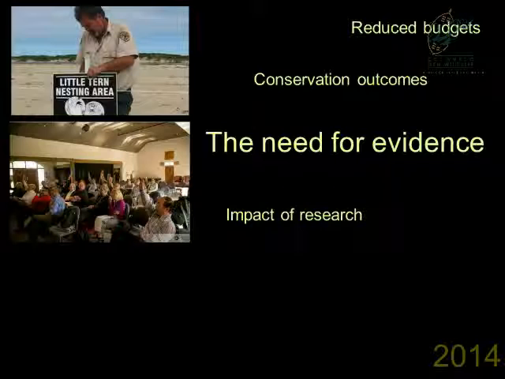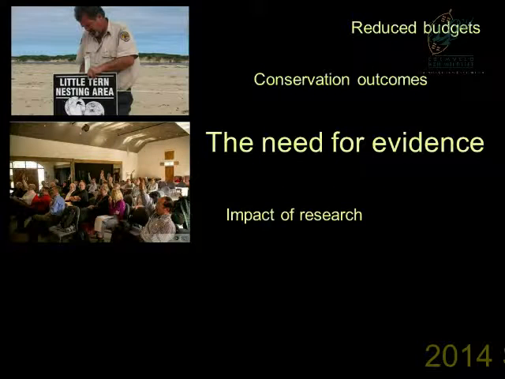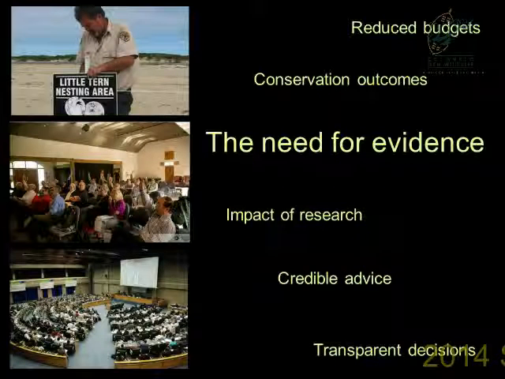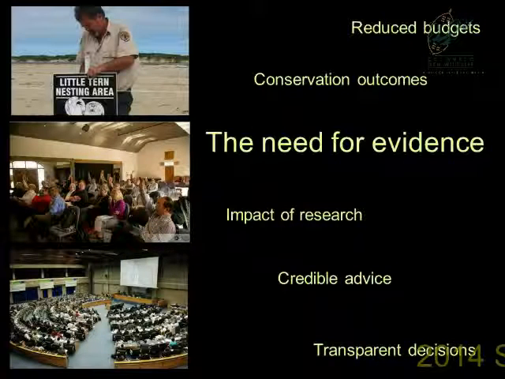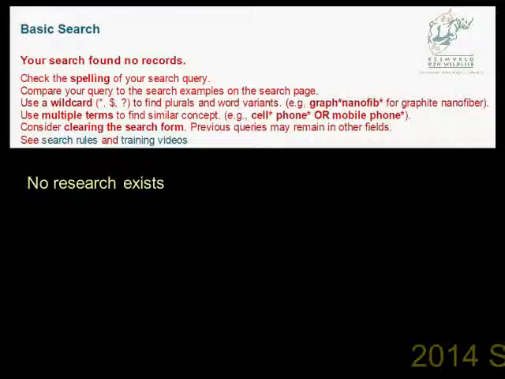Academics are often required by their funders to show that there's an applied impact of their research. And then policymakers want credible advice so that they can make transparent decisions some of the time. But as we've talked about in the last discussion, often no research exists. So when you type into Web of Science or Google, there might not be any information there.